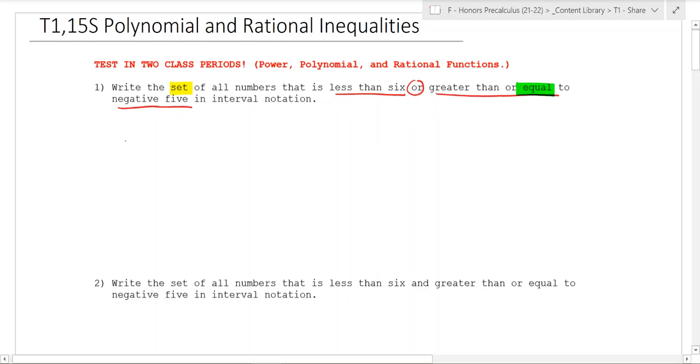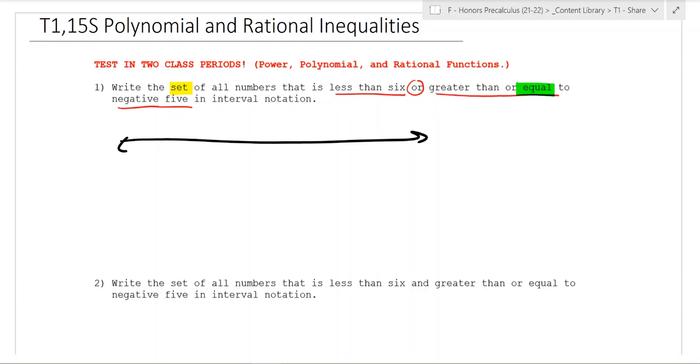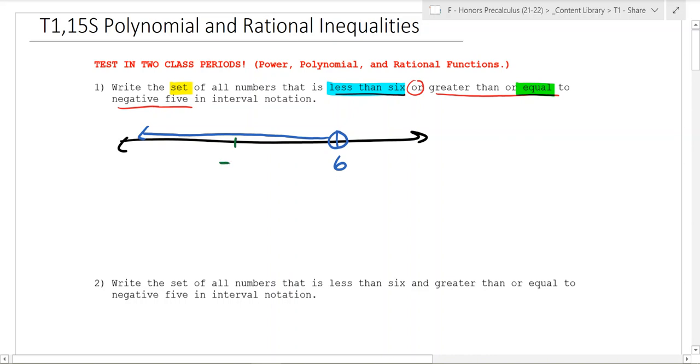So what you're doing here is you can visualize this by making a number line and doing the first statement. The first statement is less than 6. So you're going to go to 6 and it's going to be an open dot. It's less than, so it's less than 6. And then greater than or equal to negative 5. Switch over to green. Negative 5 will be, let's say right here, it's equal to, so it's going to be filled in, and then it goes to the right like that.